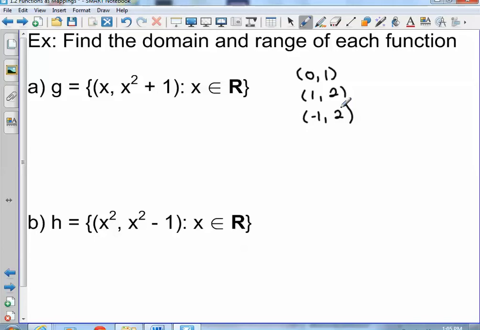So the domain, that's my input values. What can I put in for my x? Could be 0, 1, -1. Well, these are just some sample ordered pairs that I picked. But for this entire set, what can I put in? All numbers. All real numbers, right? So my domain is going to be the set of x such that x is an element of the reals.